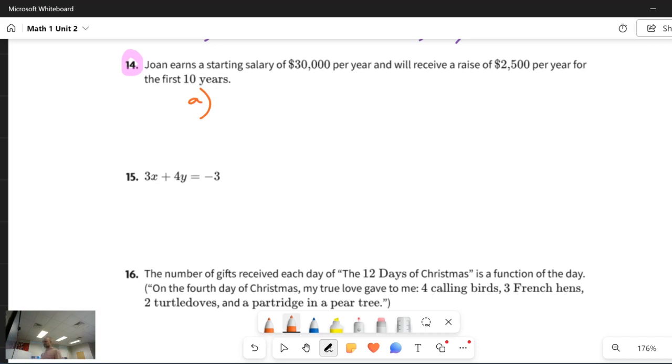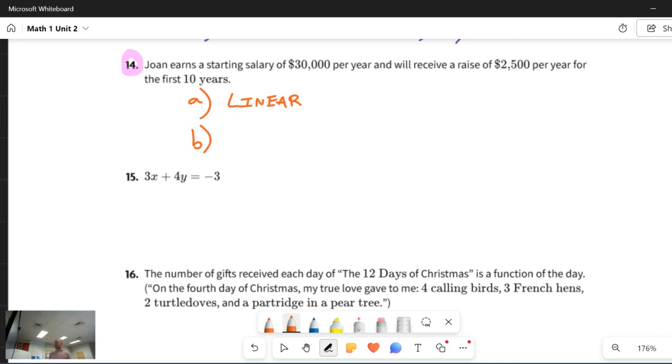So we look at this, and it first asks us, is this linear, exponential, or neither? If she's receiving the same raise, the same number, she's adding $2,500 every single year, this is going to be a linear equation because it's going up. We're adding or subtracting the same number every single time.